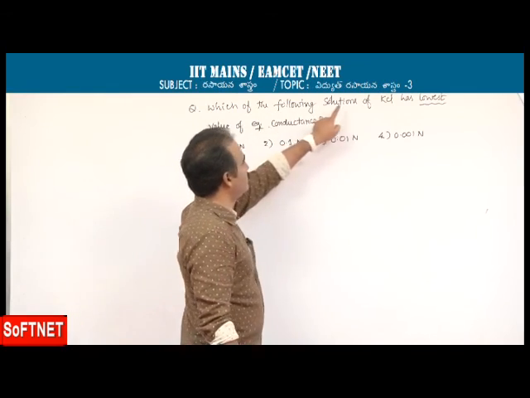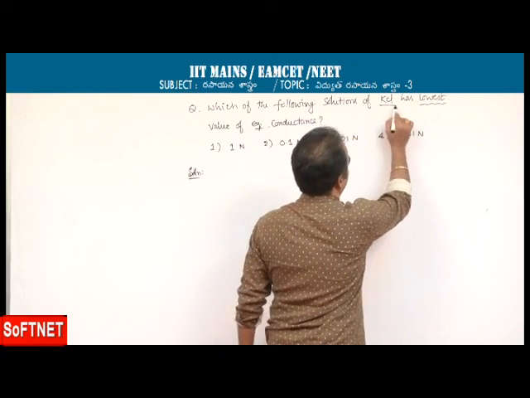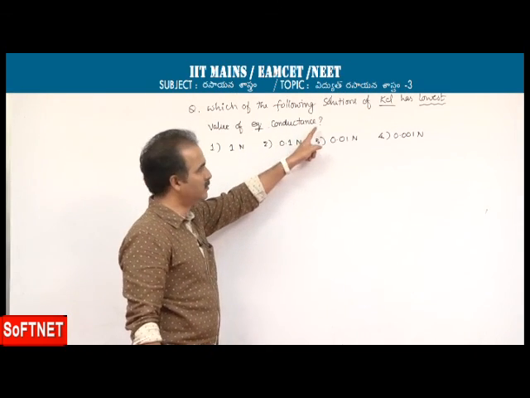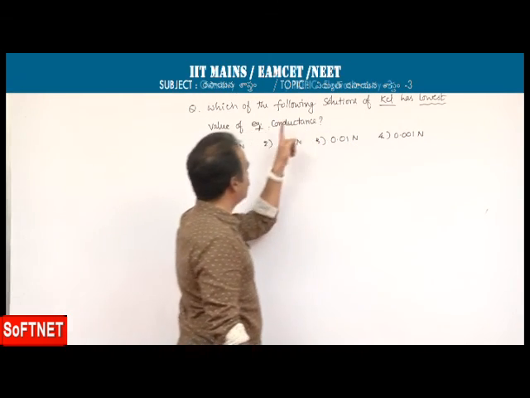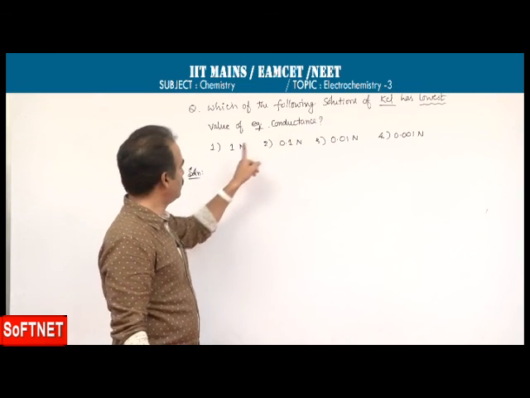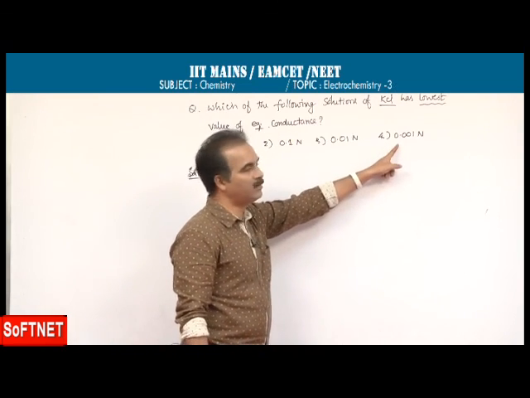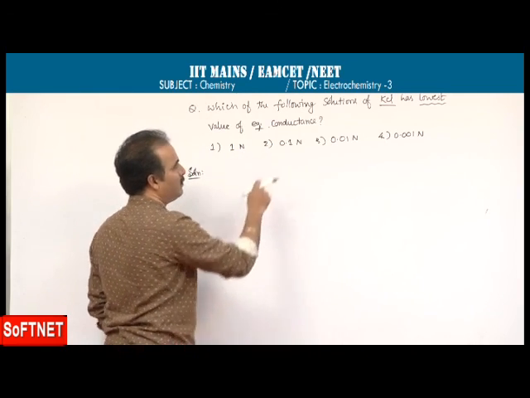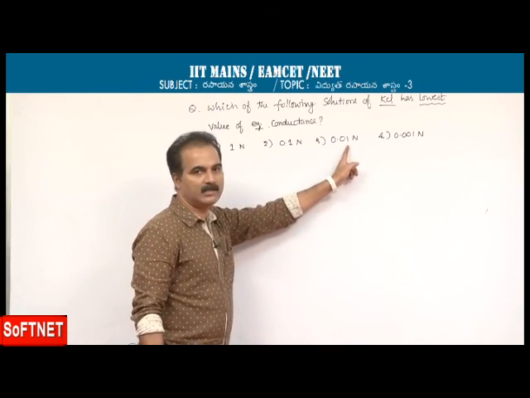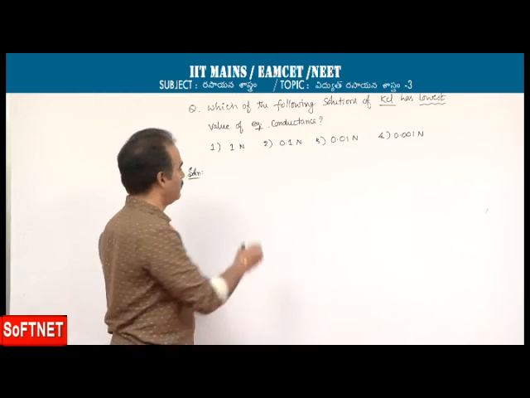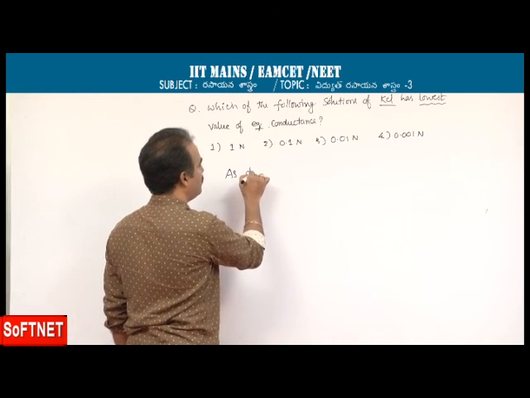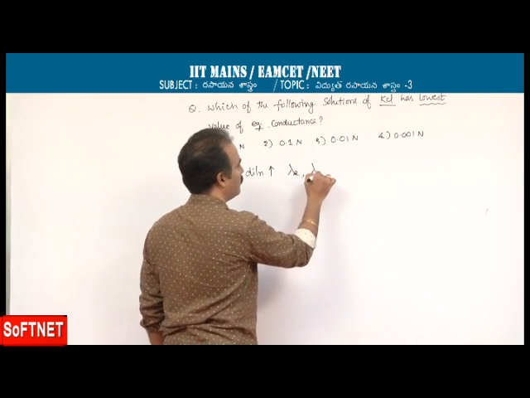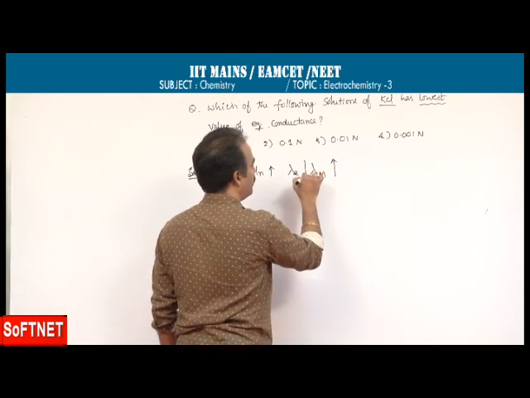Which of the following solutions of KCl has the lowest value of equivalent conductance? So we want to find the lowest value of equivalent conductance. You are given 4 different concentrations, and you know how equivalent conductance is dependent on concentration, or dilution. We have learnt as dilution increases, the equivalent conductance or molar conductance both will increase.